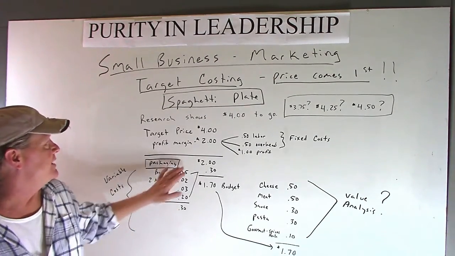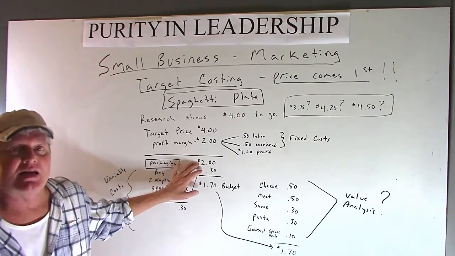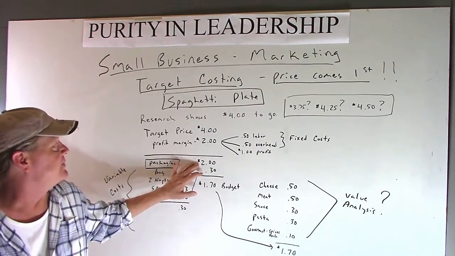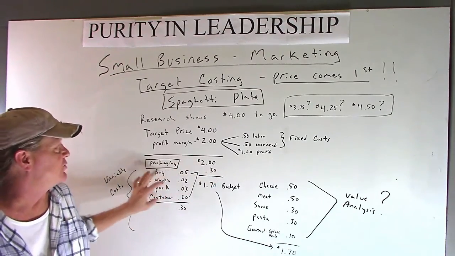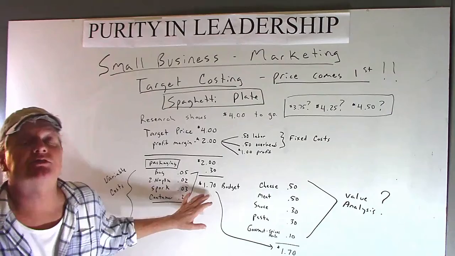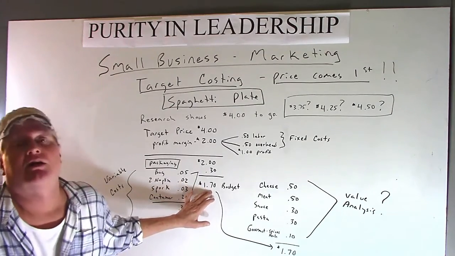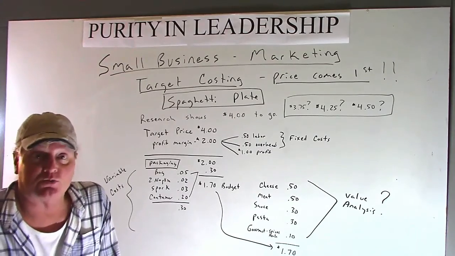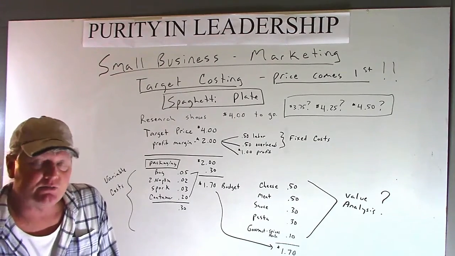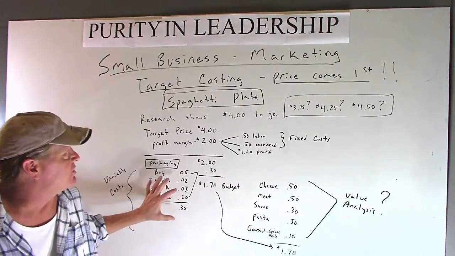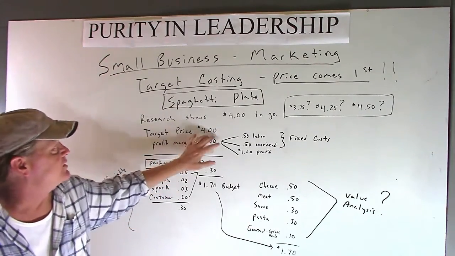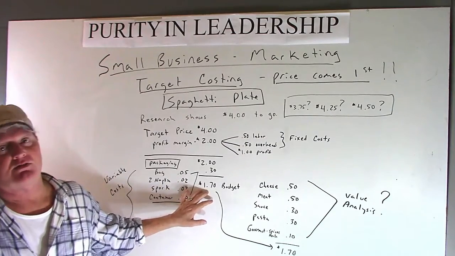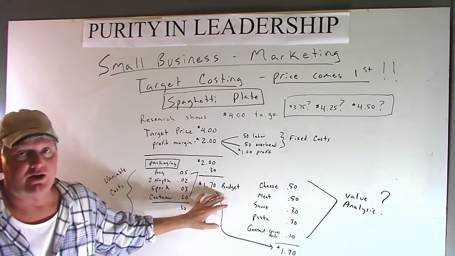Now, we only had $2 in our budget for this spaghetti plate. And now 30 cents has gone towards packaging, which leaves us with a budget of $1.70 for the actual spaghetti. Now you see, we're trying to meet our cost so we can hit this price of $4. So now we have a budget of $1.70 for our actual spaghetti.